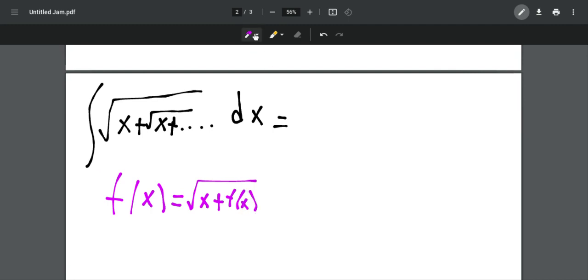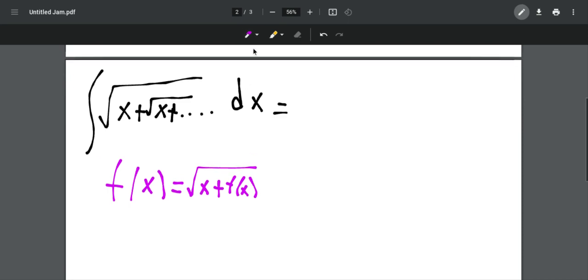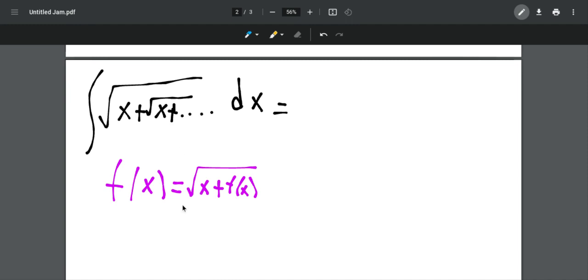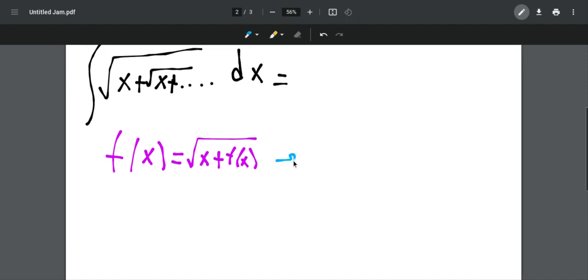So now, because I want to solve for f of x, because I want to know what the exact value of my function is, first of all, I square both sides. So I get f of x squared is just equal to that. If we square, the square root cancels, and we're just left with x plus f of x.